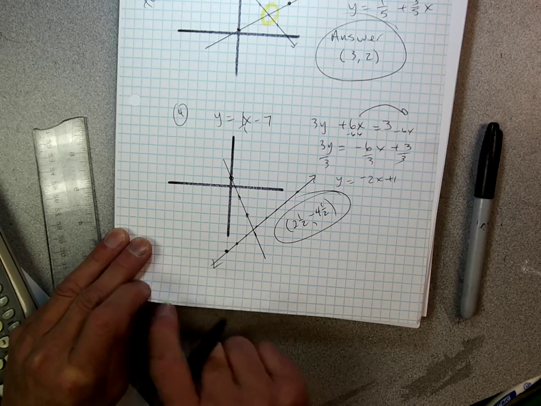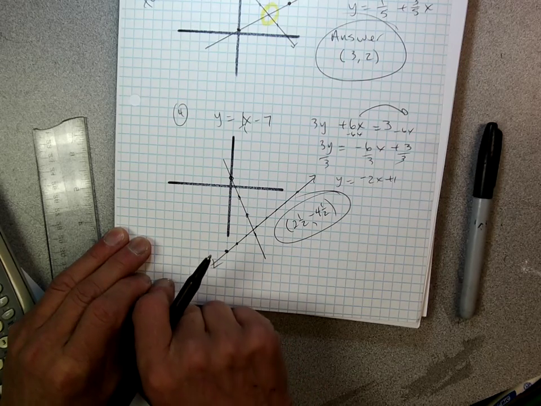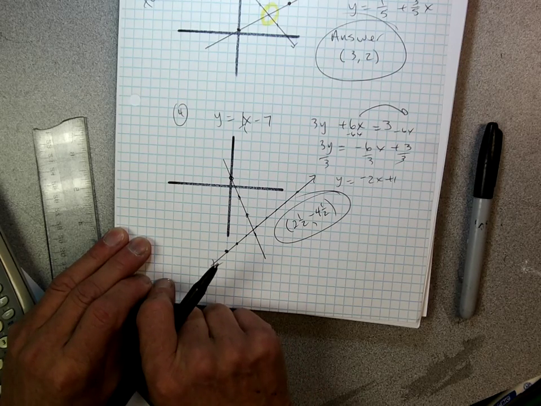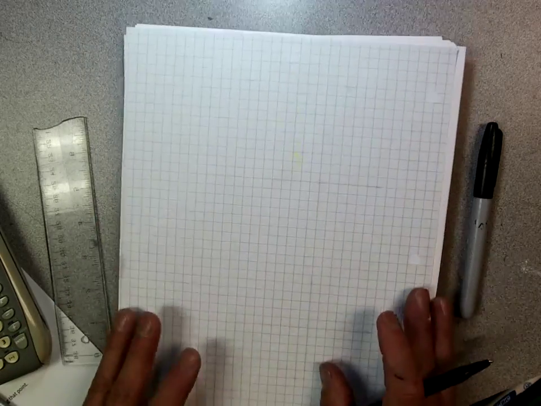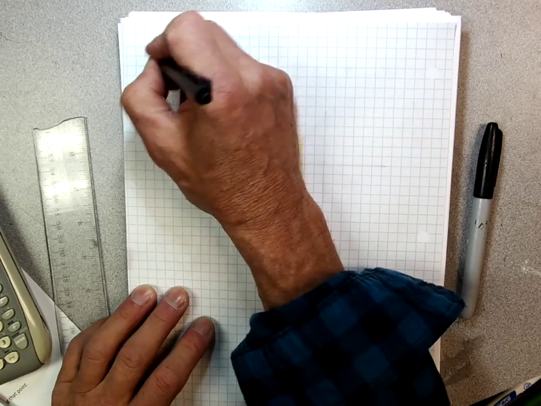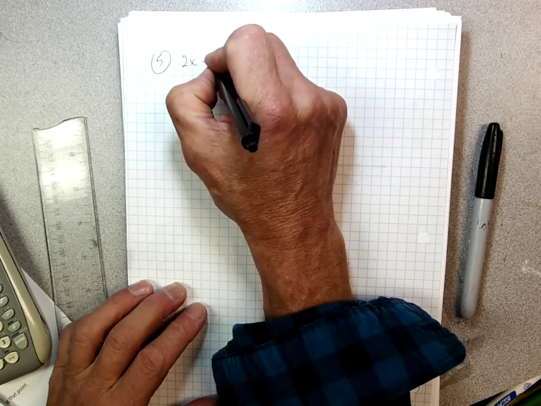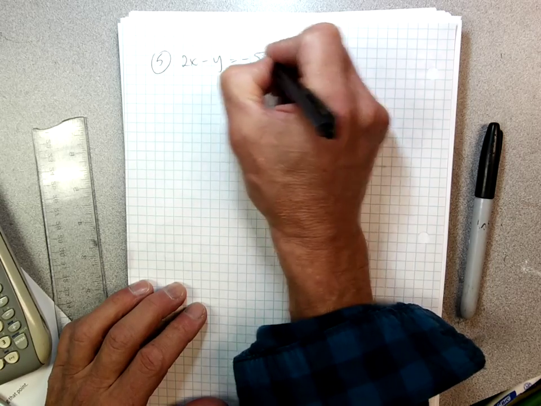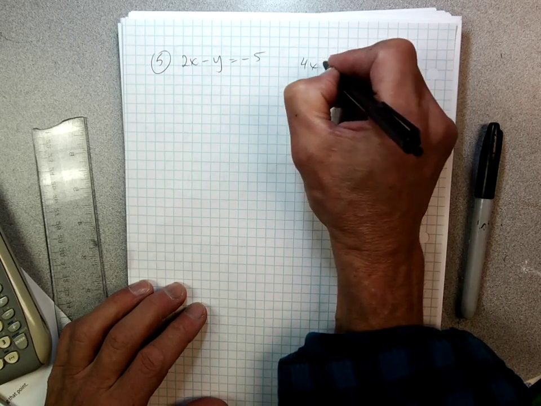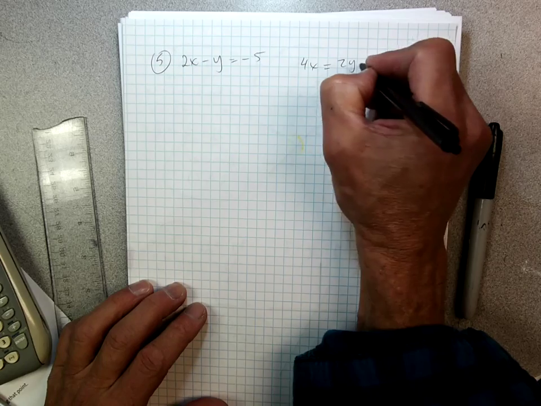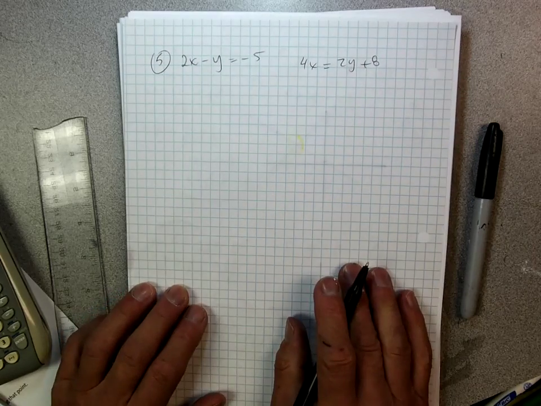We're going to get this done quick, like this, not bad at all, okay? You're welcome. Number 5. Let's do 5. 5 is 2x minus y equals negative 5, and 4x equals 2y plus 8, okay?